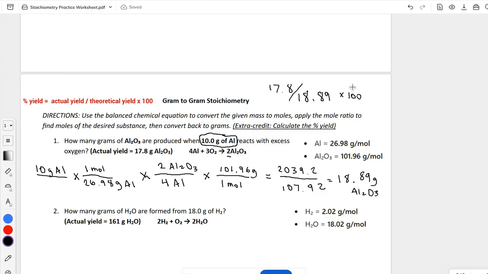All right, so now let me look at my calculator. So 17.8 divided by 18.89 equals that times 100. And our percent yield equals 94.2%. So we got 94.2% of the product that we predicted. Not quite 100%, just a little bit under. Let me do another one.